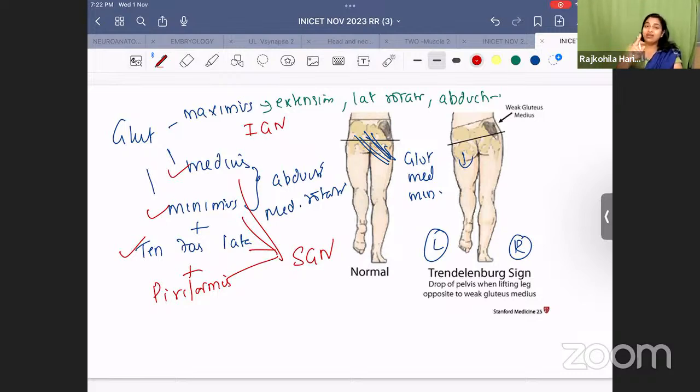Maximus is a lateral rotator. Medius, minimus, and tensor fascia lata are medial rotators. Piriformis is again a lateral rotator, right?